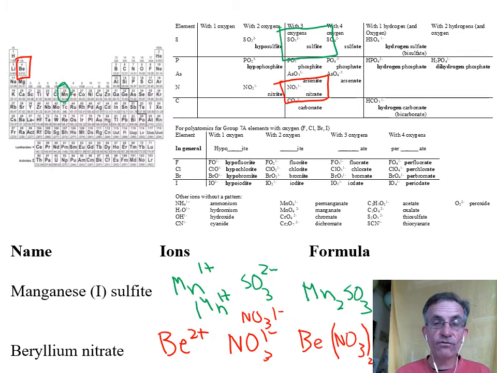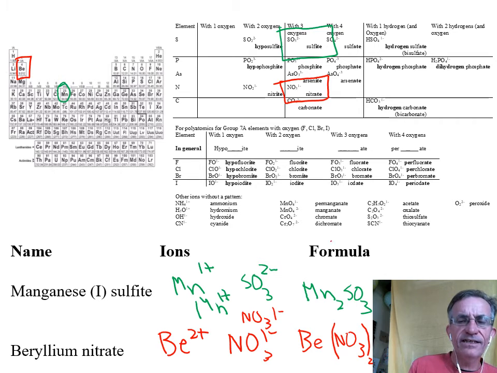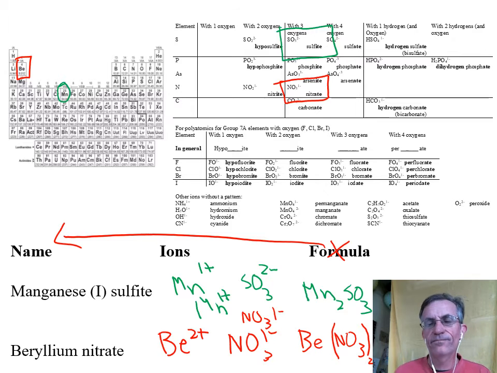All right, so that's it for writing formulas. Now, we got to be able to go the other way too. So let's do just a few here towards the end of our lecture where we're doing the other thing. What if I give you the formula? Can you tell me the name of stuff? How do you do that? All right, well, let's go try it out.